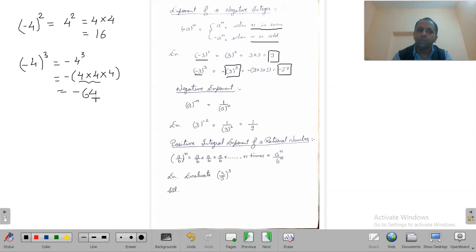So in case when the base value is negative, you have to take care when you are calculating the value. What you need to take care of is to look at the value of the exponent. If the exponent is even, then minus a to the power n will become a to the power n. And in case the exponent is odd, then minus a to the power n will become minus of a to the power n. So take care about this when you are calculating the value of a negative integer.